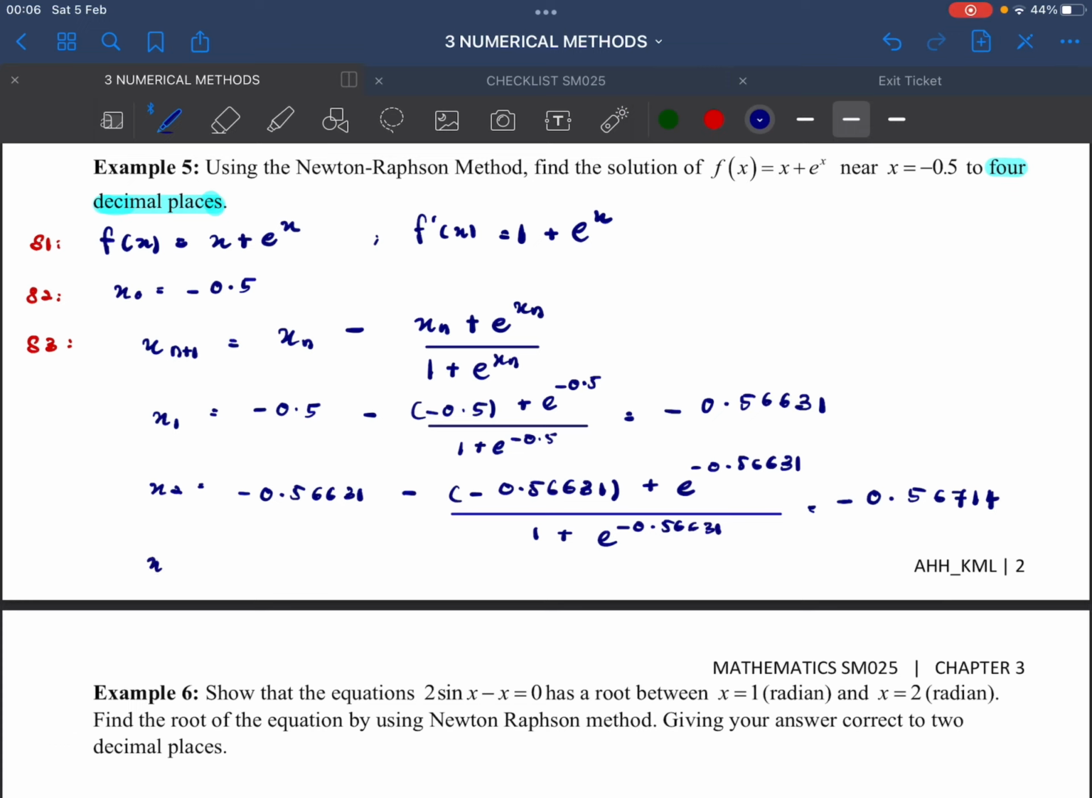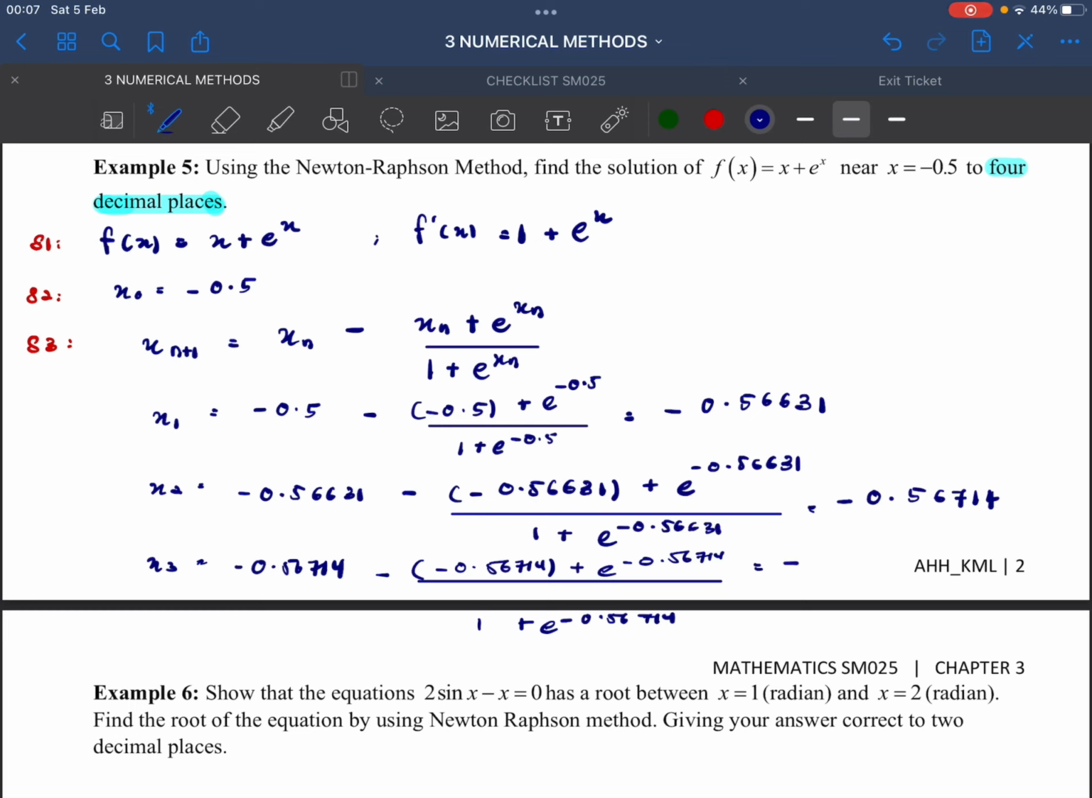We have x3. Substitute here, negative 0.56714, minus here, minus here, minus here. You can just press your calculator. I'll write it: negative 0.56714 minus negative 0.56714 plus exponent negative 0.56714 divided by 1 plus exponent negative 0.56714. So what's your answer here?